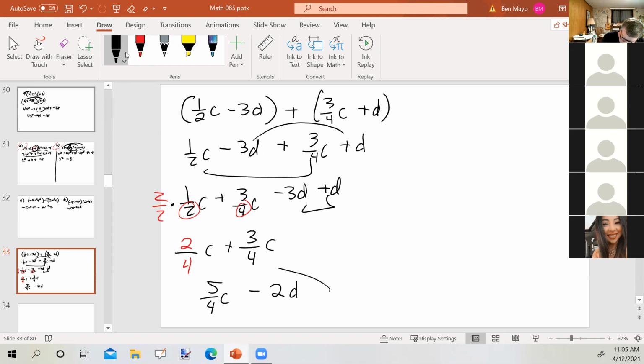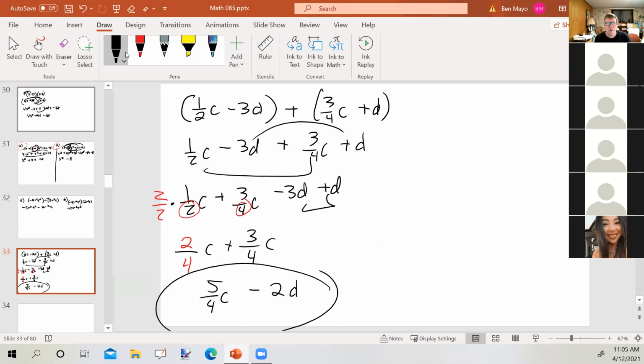2d. Also in WebAssign, don't use a mixed number. In fact, typically just even writing stuff out on paper, you don't normally see 1 1/4 c. You could have 1.25 c or 5/4 c, but they don't tend to use mixed numbers as coefficients. Okay, doesn't mean it's wrong, it's just not preferred. And in WebAssign, I don't think it'll work. All right.